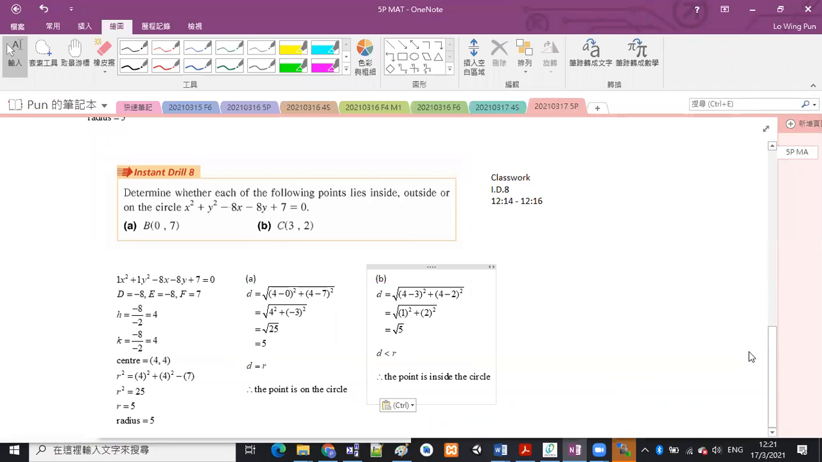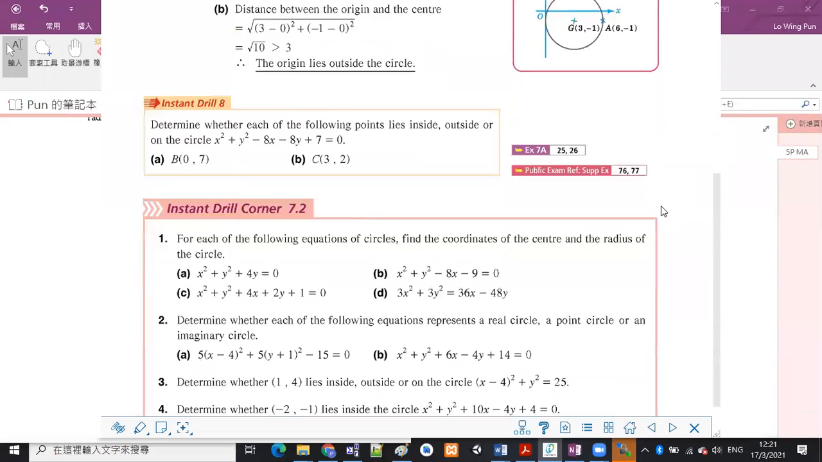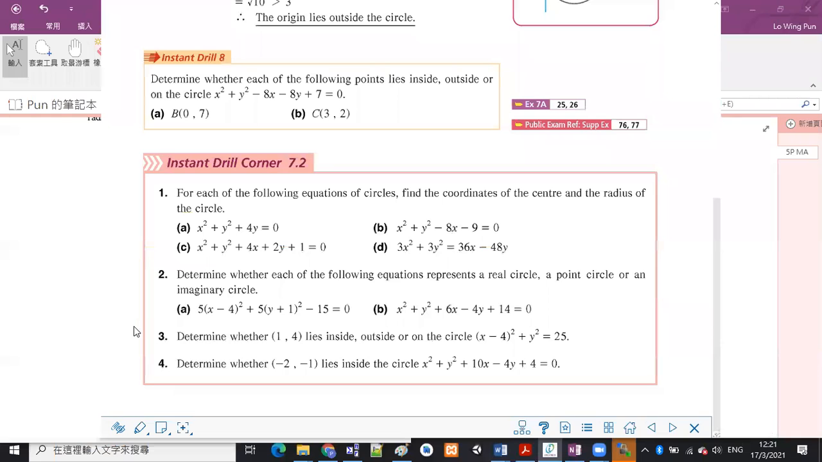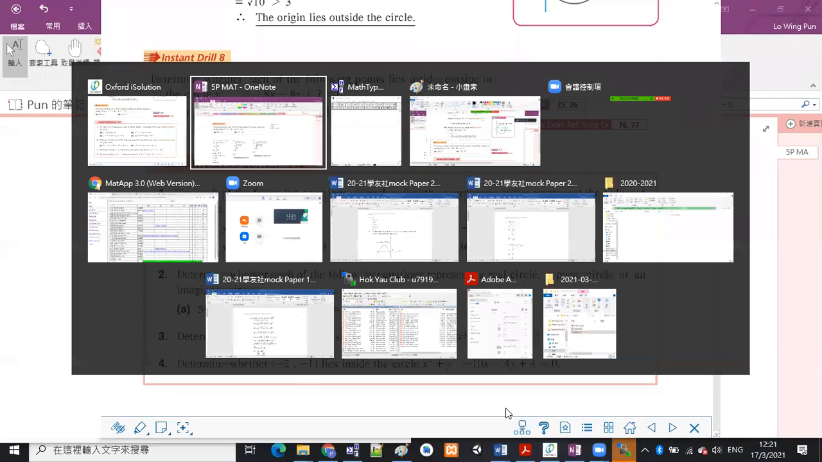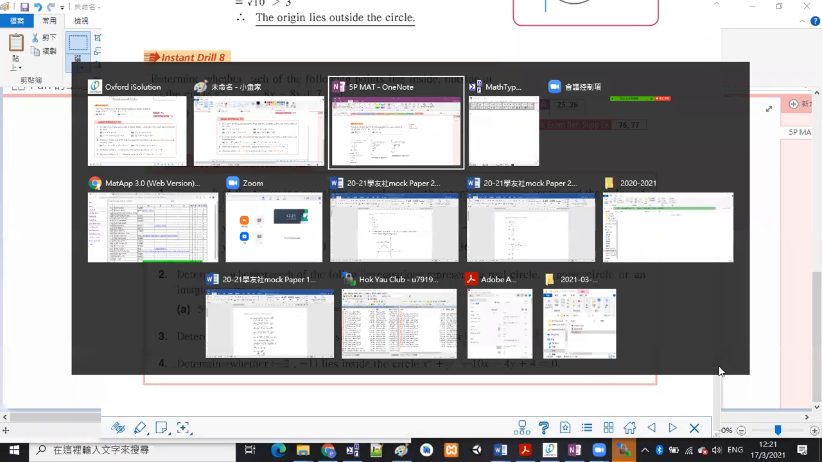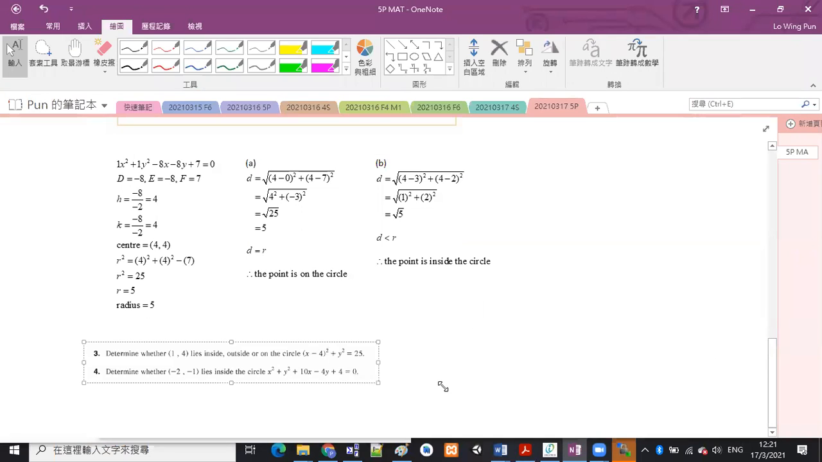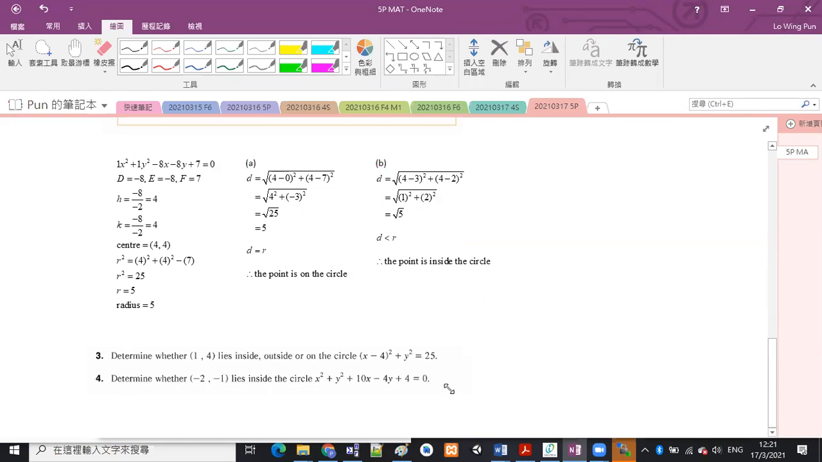I want you to do two more questions, Number 3 and Number 4 of Instant Drill Corner 7.2. Please copy them down first. So please try to do Number 3 and Number 4 of Instant Drill Corner.